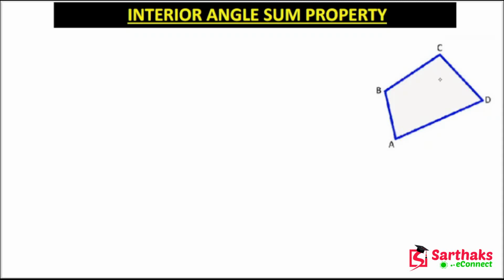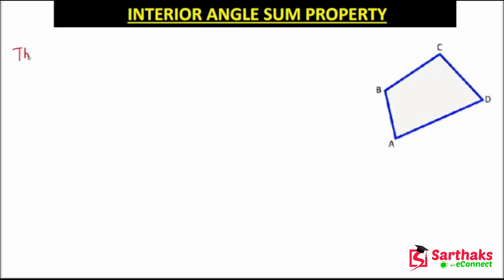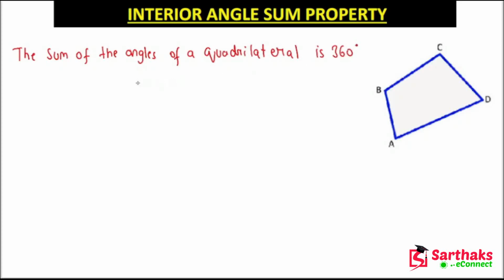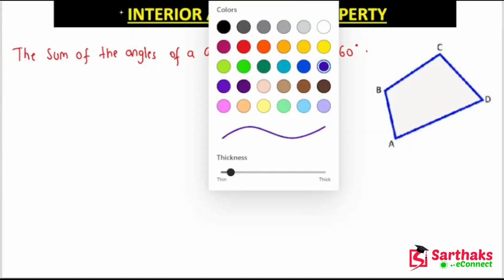So let us talk about what the interior angle sum property of a quadrilateral says. It says that the sum of the angles of a quadrilateral is 360 degrees, or you can say 4 right angles. So the sum of angles of a quadrilateral is 360 degrees. This is what the interior angle sum property of a quadrilateral simply says. So let us find out how it works.